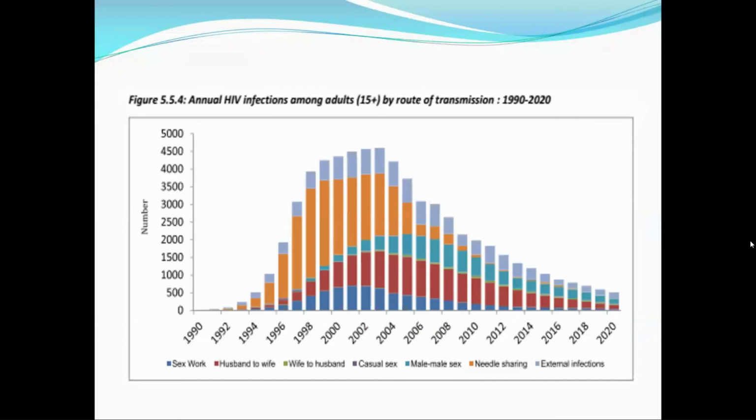Now, annual HIV infection by route of transmission from 1990 to 2020. Sex work, very little. Husband to wife, a little more. Wife to husband, casual sex, male sex, needle sharing, and external infection. So this is the route of transmission.